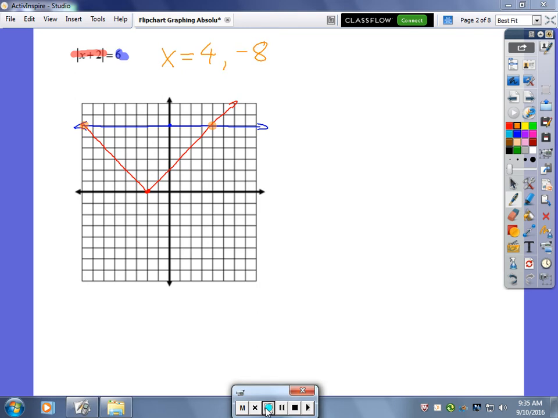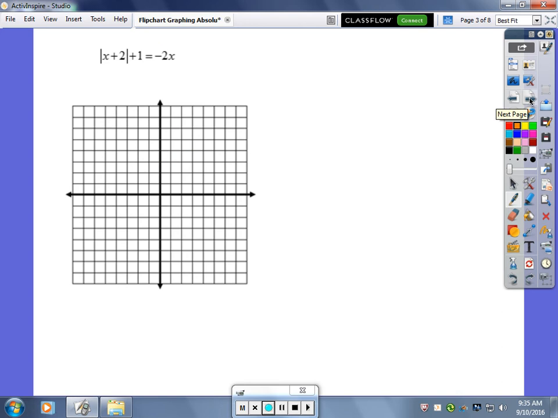Let's move to our next example. This absolute value equation states the absolute value of x plus 2 plus 1 is equal to -2x. Now there are 2 ways we could solve this. We could move our 1 to the other side by subtracting it and then graph both sides, or we can just take the entire left side as an absolute value function with the transformations that you have learned in our first unit and graph it like that. Let's go ahead and do this.